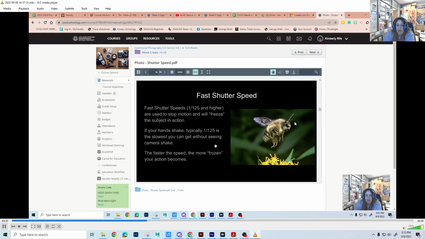So this is a really cool picture of a bee frozen in time, where everything just looks like it's there, and not moving its wings, not anything. It's just kind of hovering there. So it's pretty cool looking.